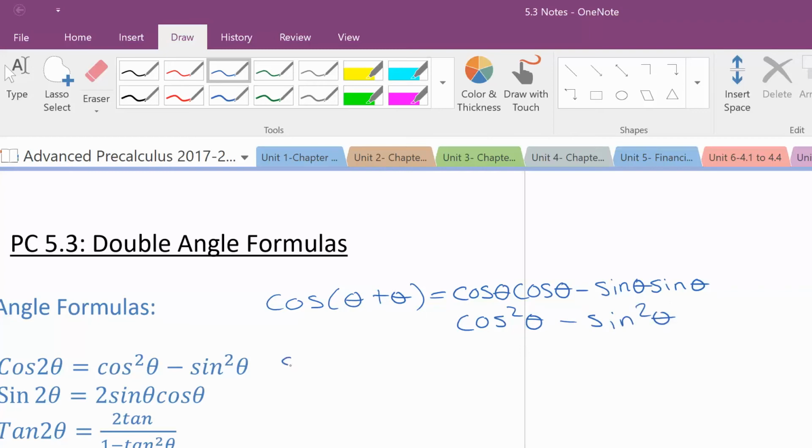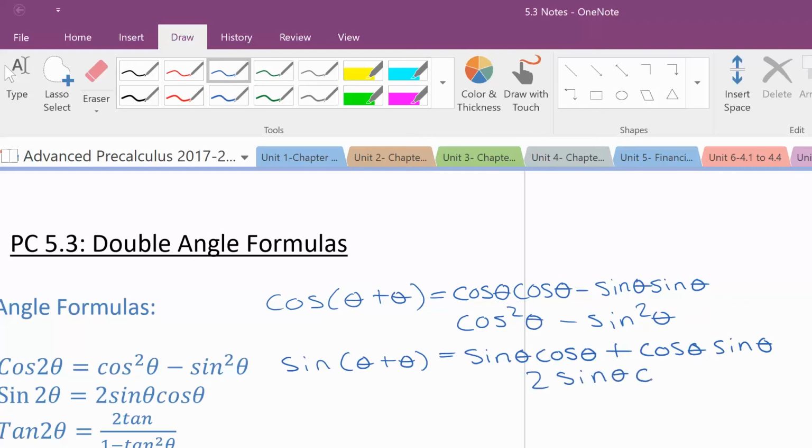Same formula applies for sine of theta plus theta. Remember, it was sine x cosine y plus cosine x sine y. So when you add those, because they're like terms, you get 2 sine theta cosine theta. And that's also how you got the tangent formula.